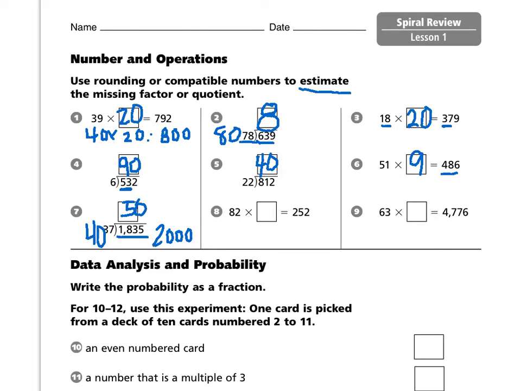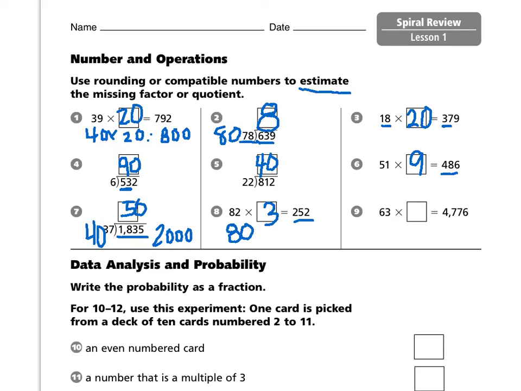Looking at number 8, 82 times what equals 252? I know that 82 is close to 80. 8 times 3 would equal 24. Add a 0 to that, that would be 240, so that's a good estimate.